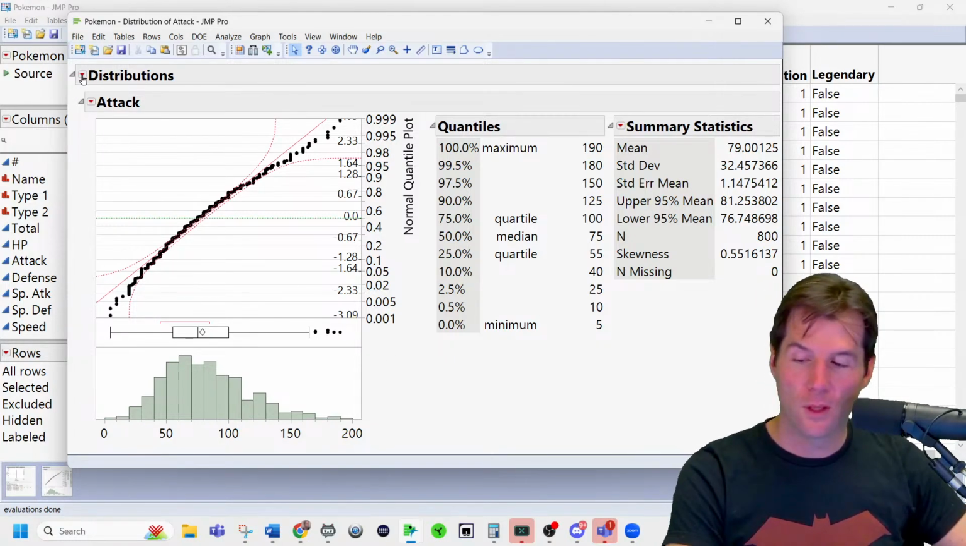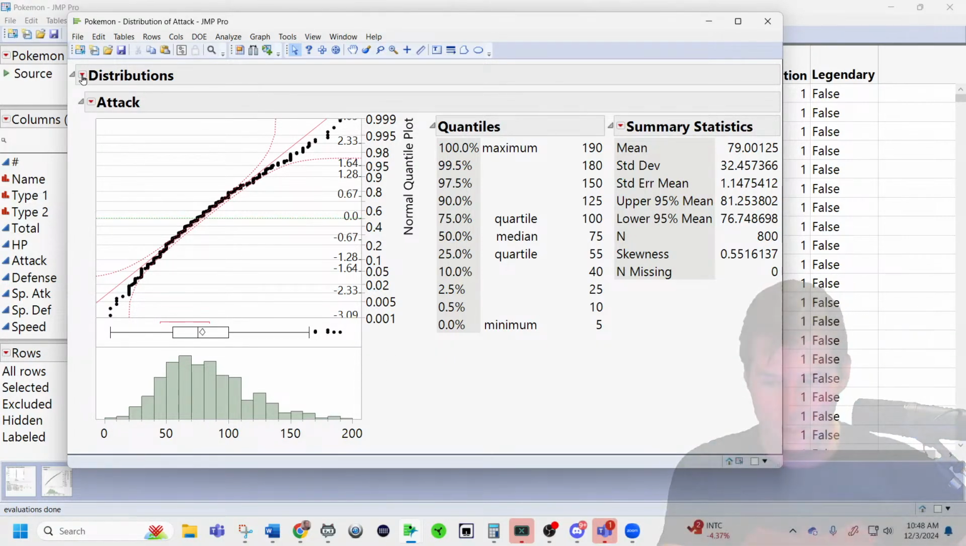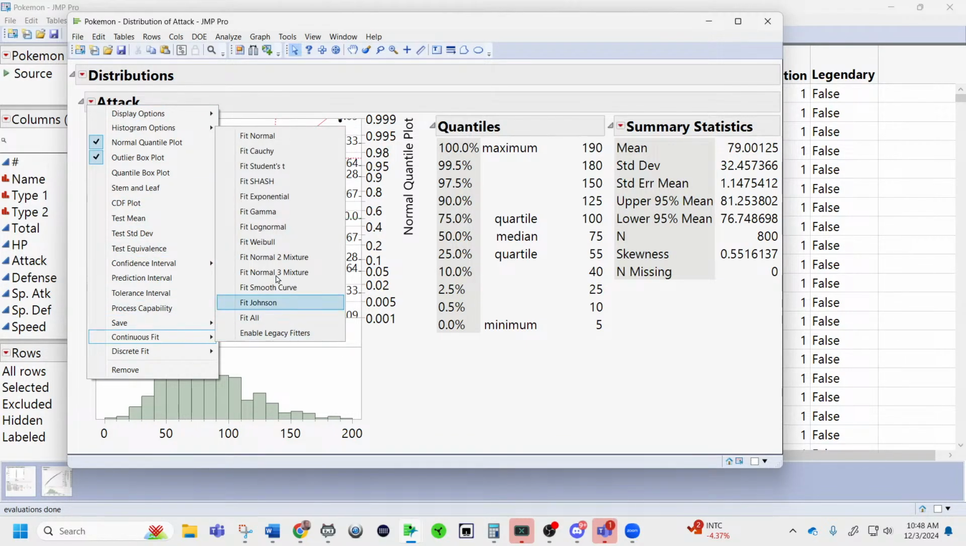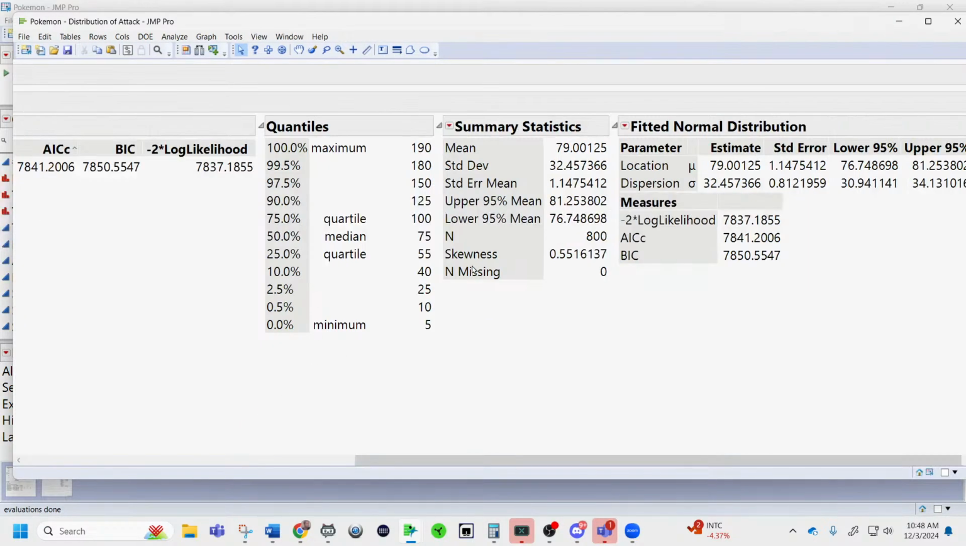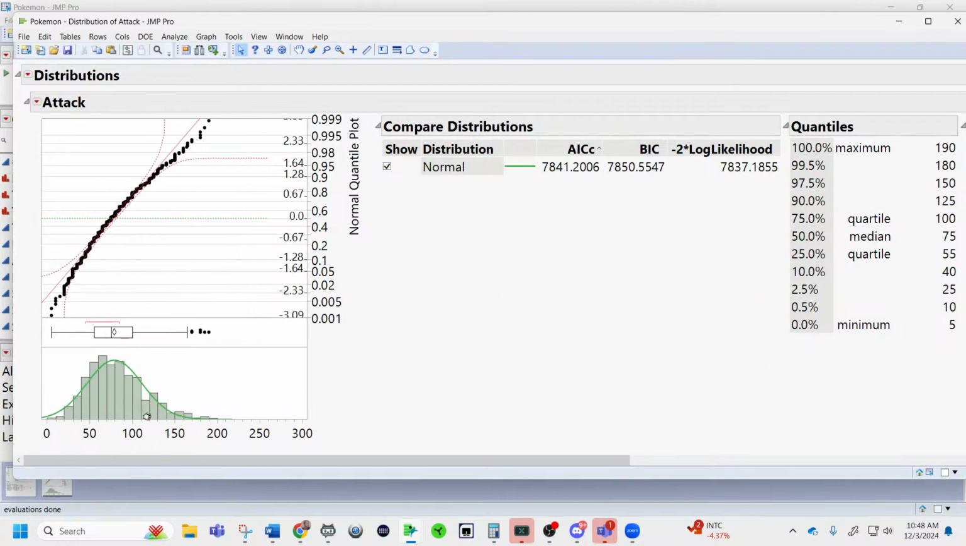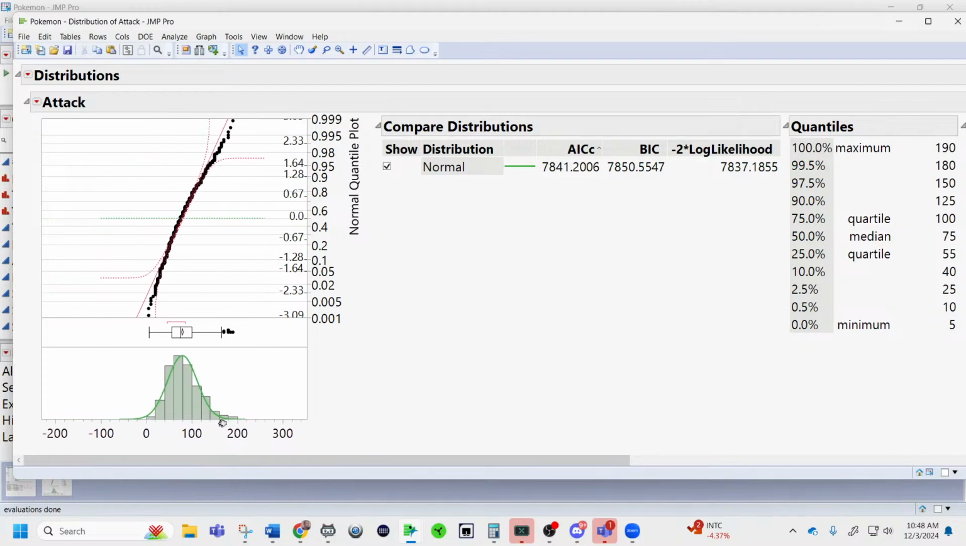You can then do what is called the goodness of fit test by going to continuous fit and fitting a normal on top of this. This will actually put a normal on top of it and give it the parameters from our data, a mean of 79.32, and you can see the normal curve is now imposed on the data. You notice it's bulging out in some spots, so we do a goodness of fit test to see how good this fit is.